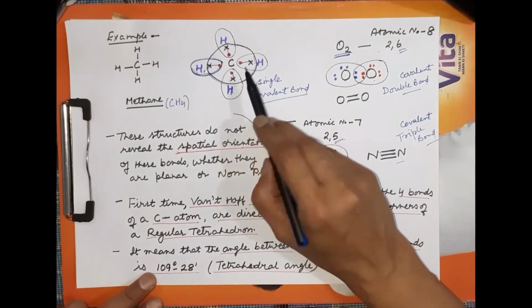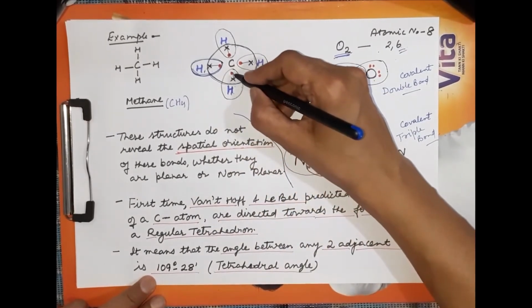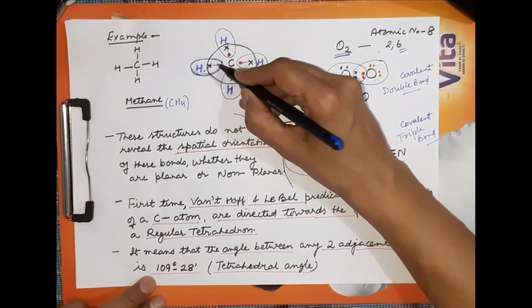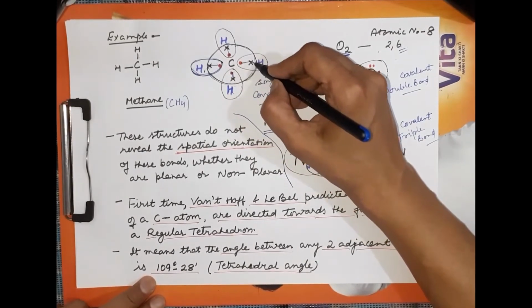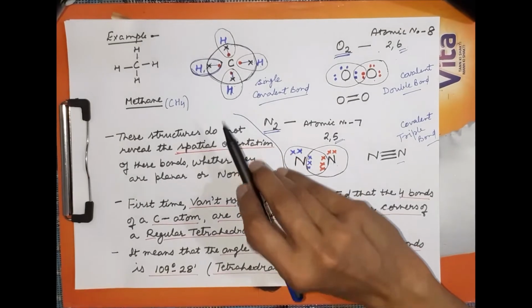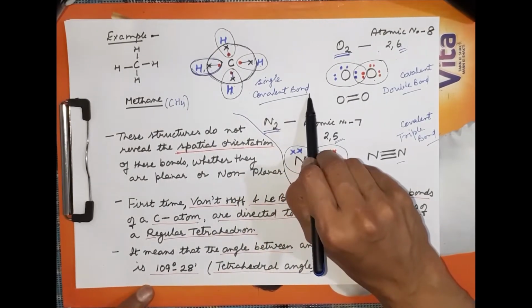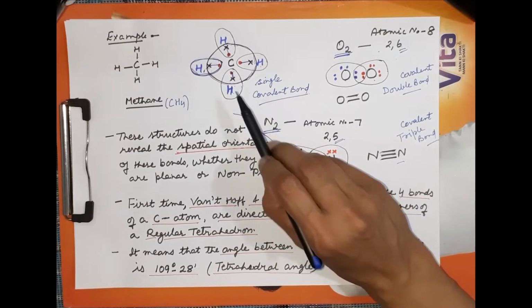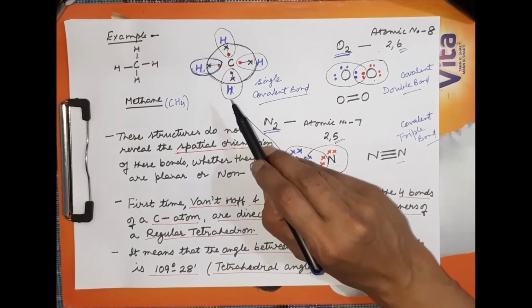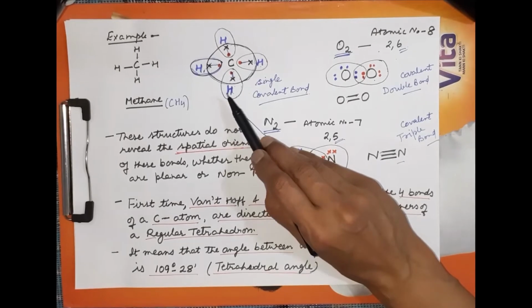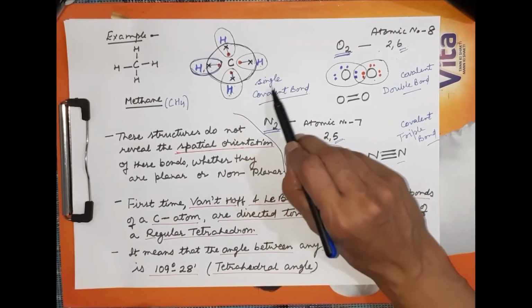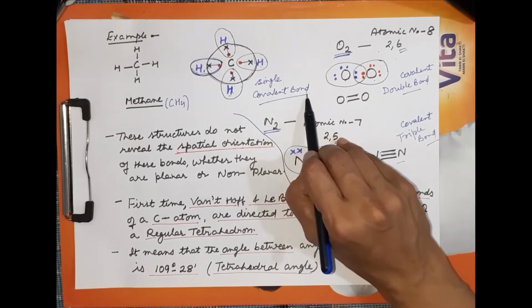So this way, we can say this is one single bond, one single bond, one single bond, and one single bond. So in this methane molecule, there is a single covalent bond which is formed by the sharing of one pair of electrons between carbon and hydrogen atom. So this is the single covalent bond.